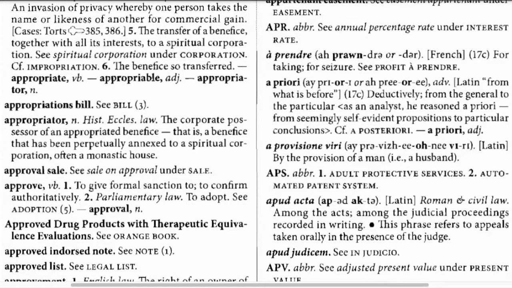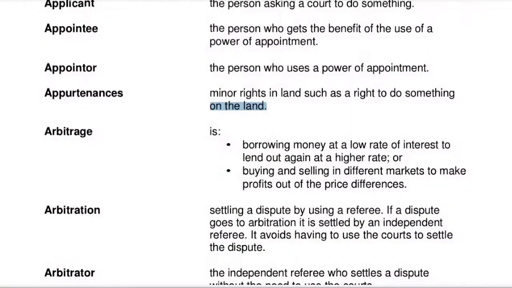All right. Well, again, we leave no word behind. They say minor rights to land, such as right to do something on the land. I don't know if that's a good enough explanation of the idea or concept behind appurtenances, but I'll leave that up to you guys. Again, this is just a review.